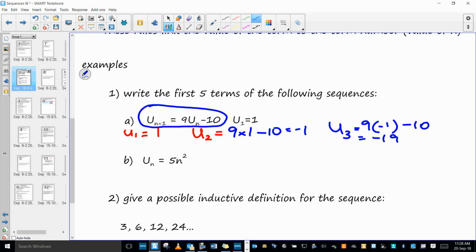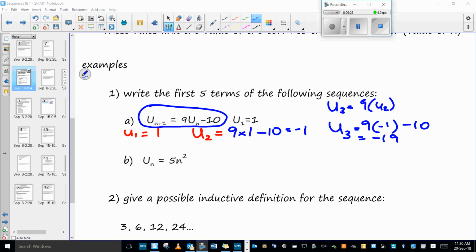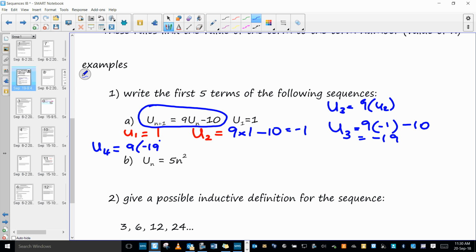Let's pause. So what are our next numbers? We'll do 4 and 5. So u4 is 9 lots of negative 19 subtract 10, which is minus 181. And u5 is minus 1639. Alright, next one.